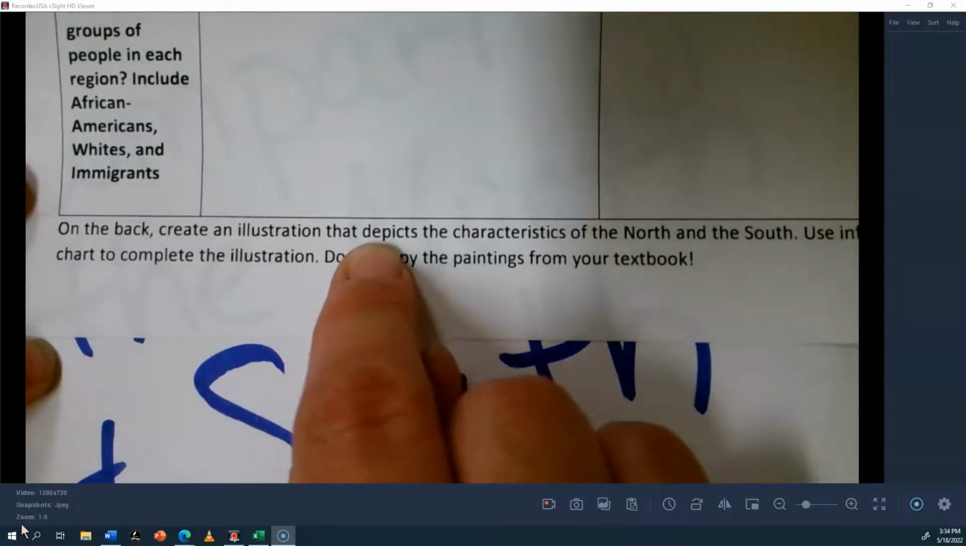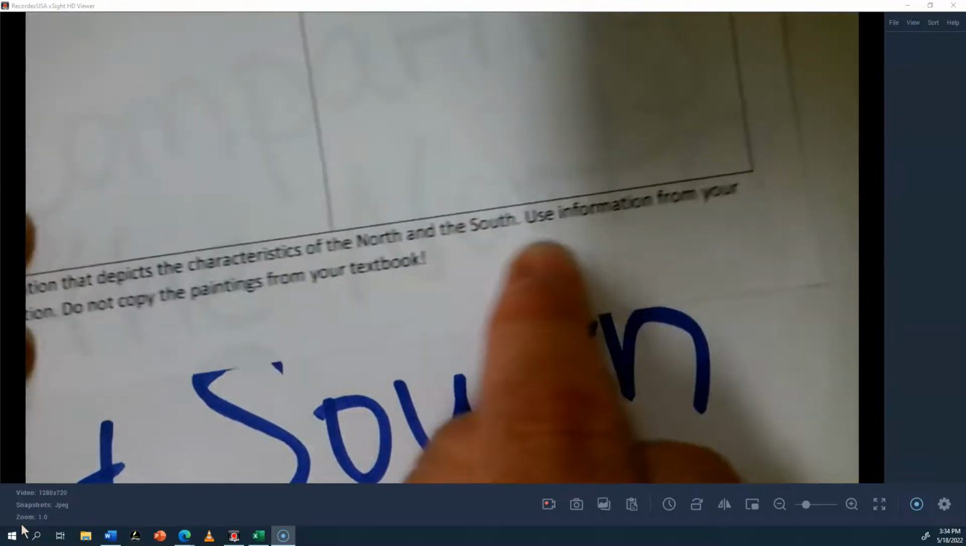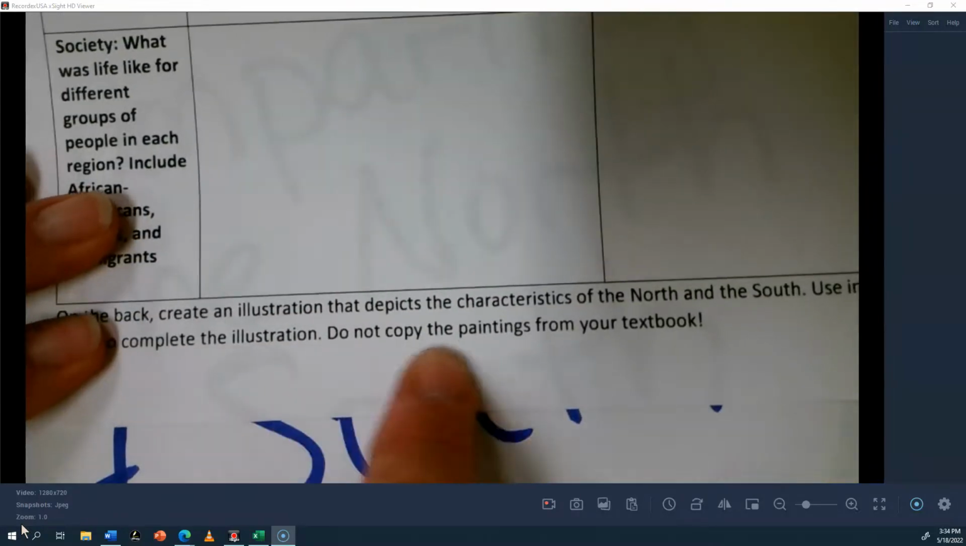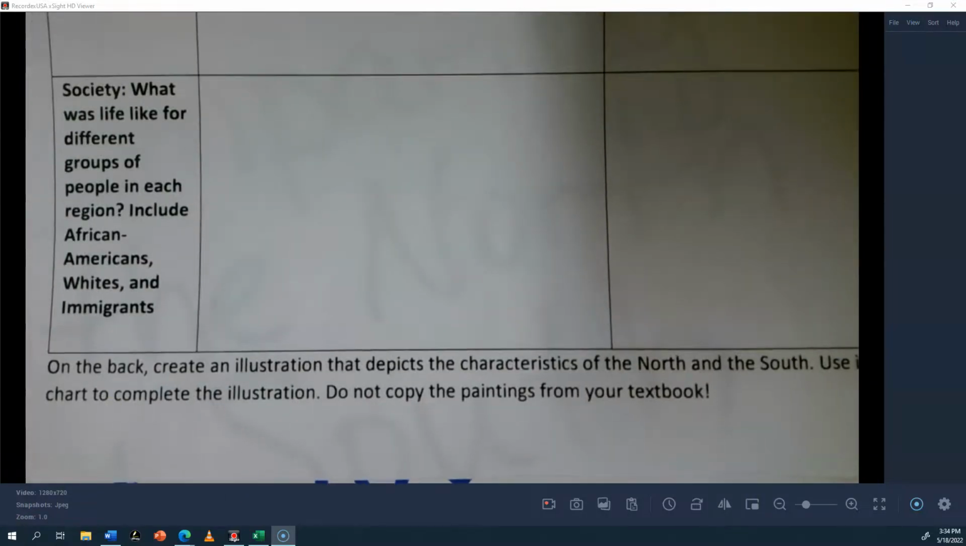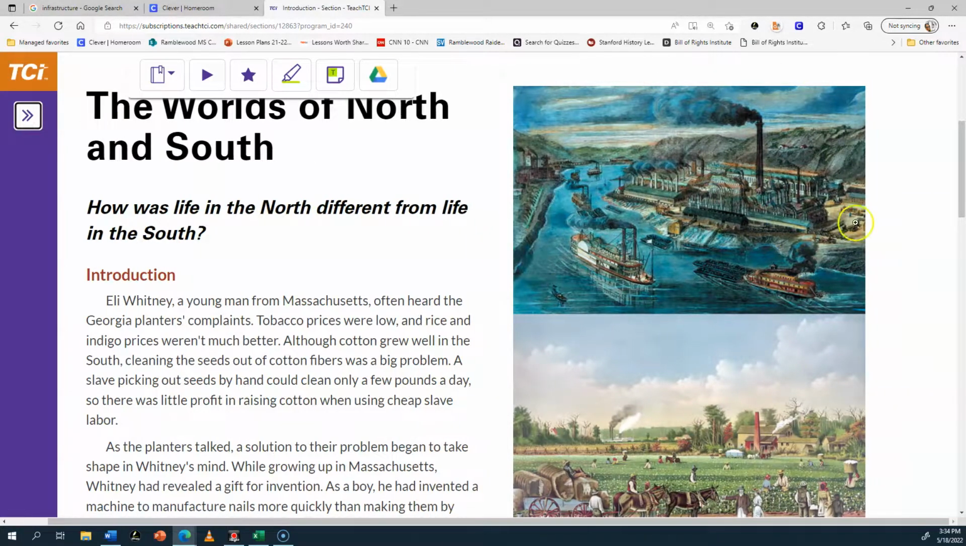On the back, create an illustration that depicts the characteristics of the North and the South. Use information from your chart to complete it. Don't copy the paintings from your textbook. And if you're wondering what I mean by copy the paintings from your textbook, well, here are the paintings from your textbook. Do I want you to copy these two paintings? No.